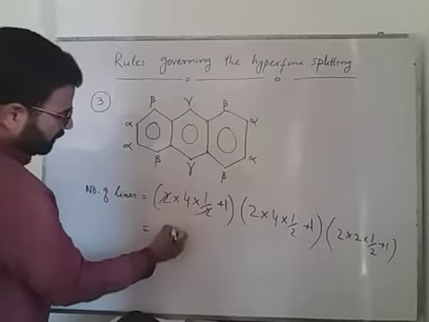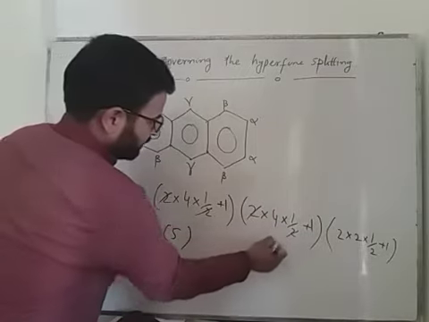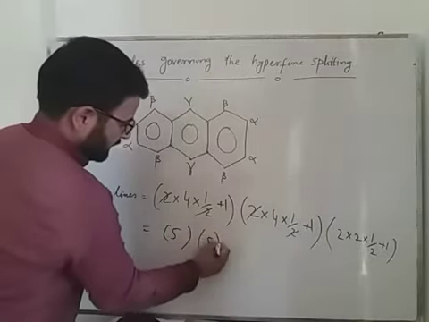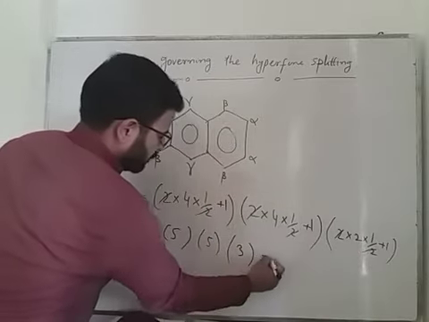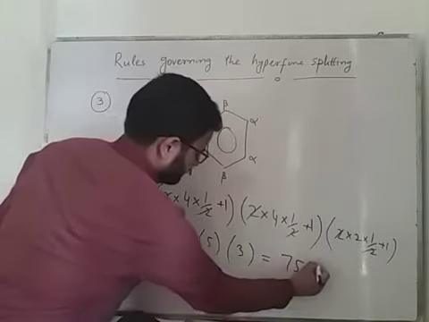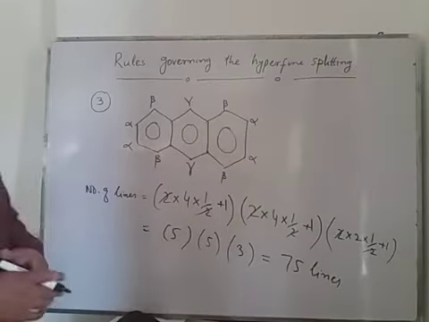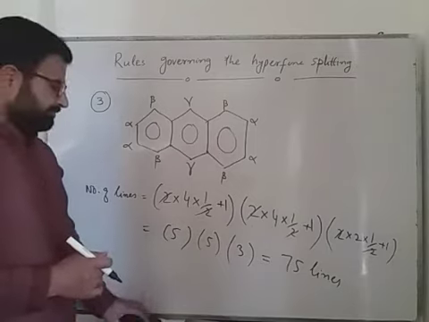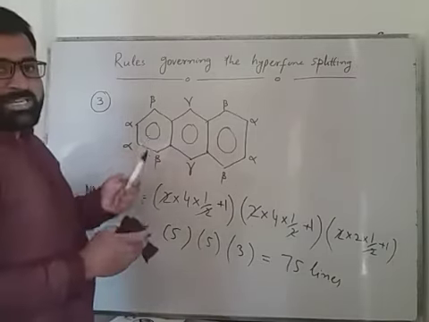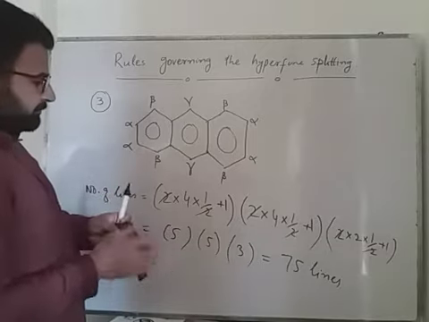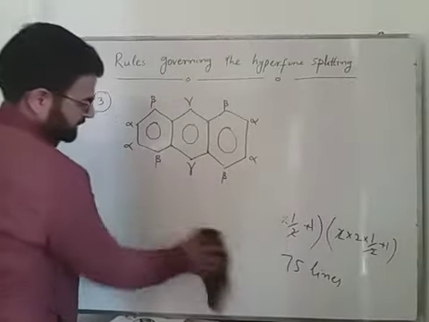So the product of 3 sets of protons will give us the number of lines. So it will come out 5, 4 plus 1 is 5, multiplied by this will again come 4 plus 1, 5, multiplied by 2 plus 1, it will come out 3. So the total number of lines will be 75. 75 lines will be observed in this type of system if the unpaired electron is present in such a molecule. Okay, now we will take one more example in case of this situation.